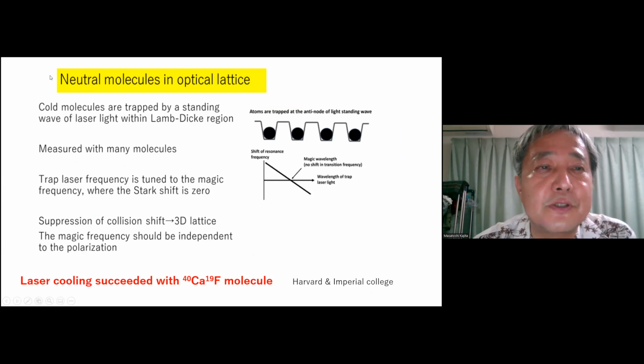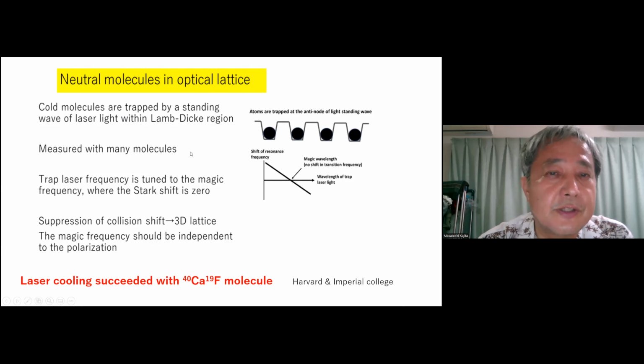Another proposal is to use neutral molecules in an optical lattice. Cold molecules can be trapped by standing wave laser light. The Lamb-Dicke region means the area smaller than the wavelength of the probe laser, so the first-order Doppler effect does not exist. And we can measure with many molecules.